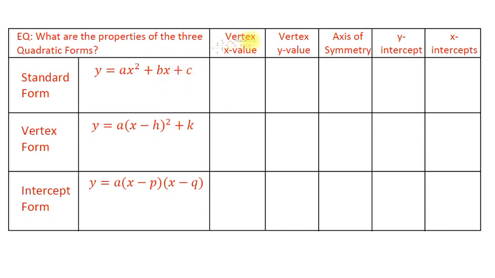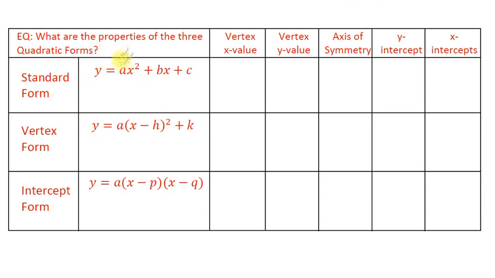Okay, so you can see on this table that we've got 5 columns here. Based on the type of form the quadratic is in, how do we find the x value of the vertex? How do we find the y value? How do we find the axis of symmetry? How do we find the y-intercept? And how do we find the x-intercepts? So let's take a look at our first one here.